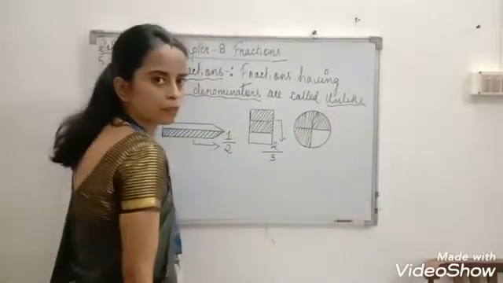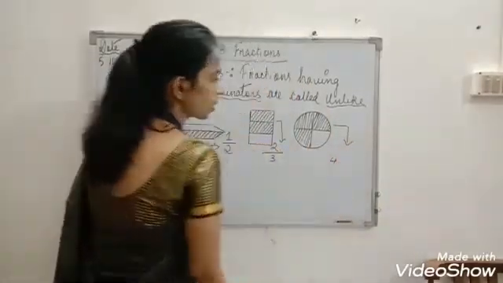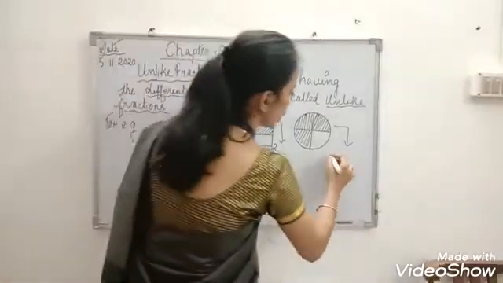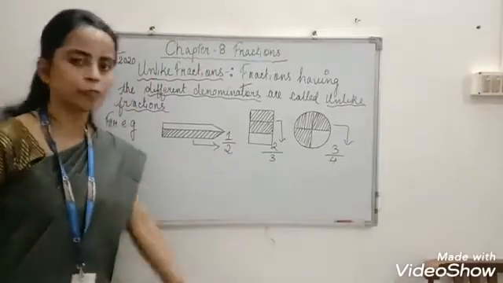Look at the circle. The circle is divided into how many parts? 4. Out of 4 parts, how many parts are shaded? 3. Now what can you observe here?